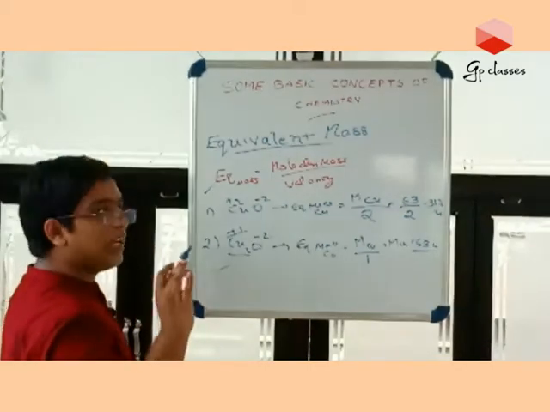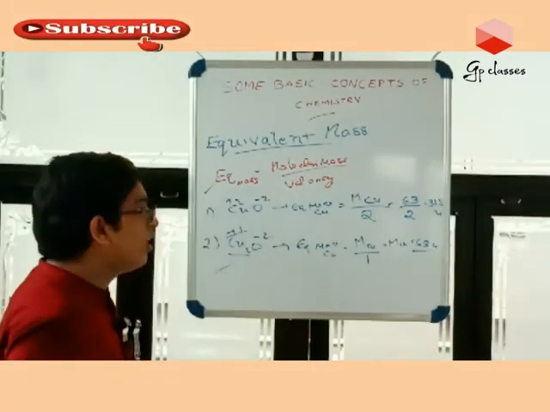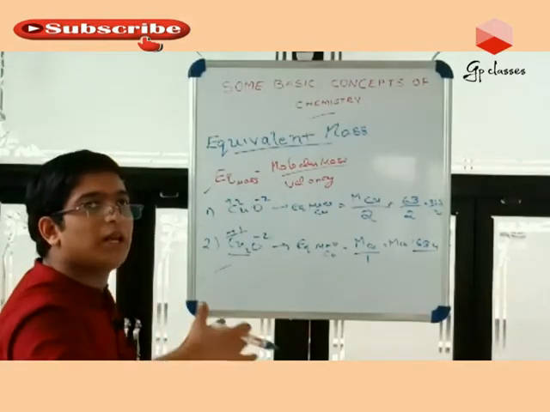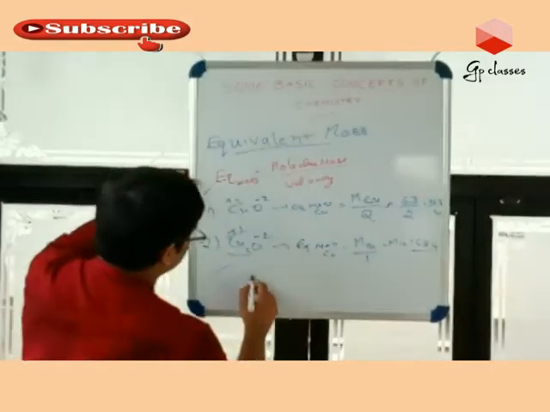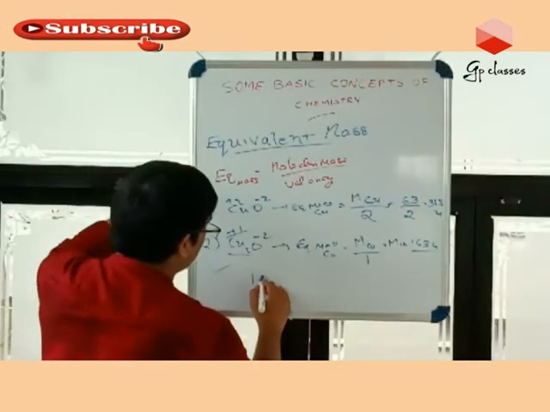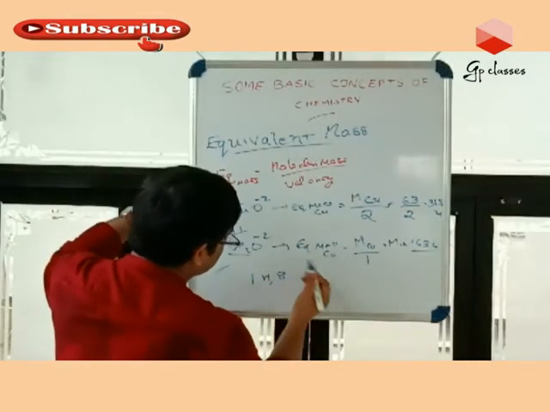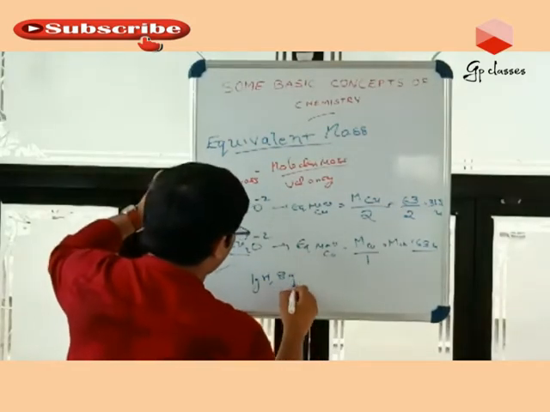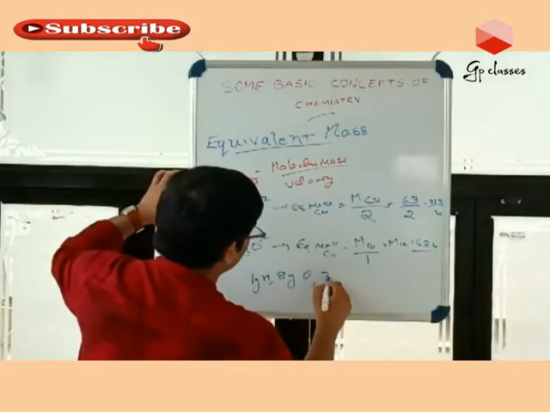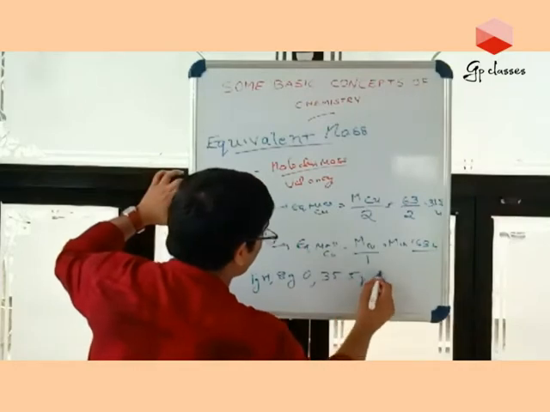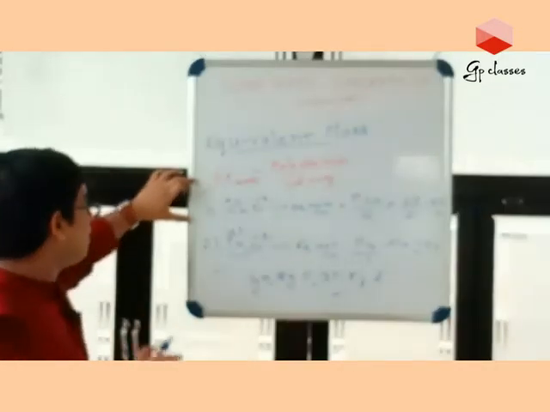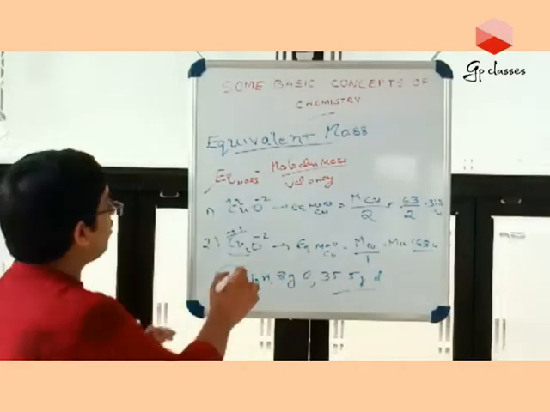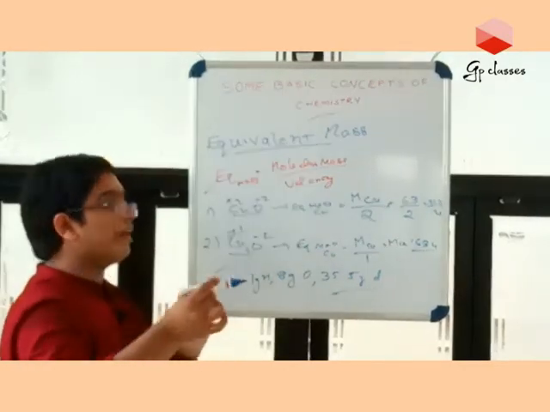So what is basically equivalent mass? How can we define it? It can be defined as the parts by which a substance can combine with one part of hydrogen, or 8 parts of oxygen, or 35.5 parts of chlorine by mass; we will take 1 gram, 8 gram, or 35.5 gram. Simply saying, equivalent mass is the ratio in which two atoms are combining.